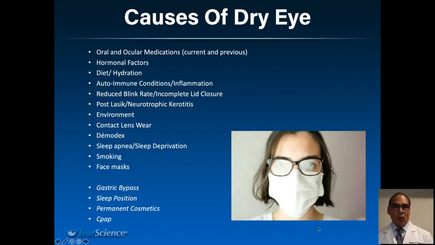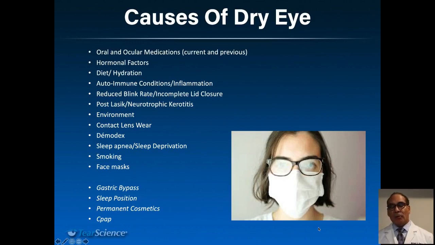In addition to the oral medications, there's also the topical medications, that is, eye drops that we place into the eye. Some of the glaucoma medicines can induce dry eyes as well. So we need the medicine in order to save the patient from going blind from glaucoma, but sometimes we can adjust the medications to reduce the impact on the dryness of the surface of the eye.